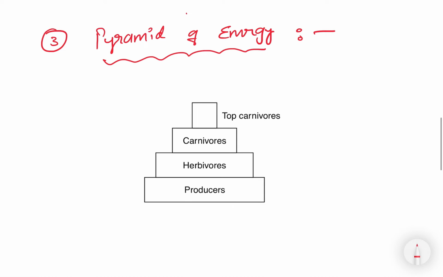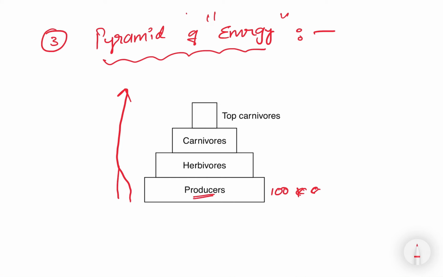And now pyramid of energy, the last type of ecological pyramid. So, here the parameter is energy. Since we know the energy content keeps on decreasing right from the producers to the top carnivores, this we will understand when we talk about energy flow in the ecosystem, maybe in the next video. Say the producers contain 100 kilocalories of energy, which the herbivores will acquire.